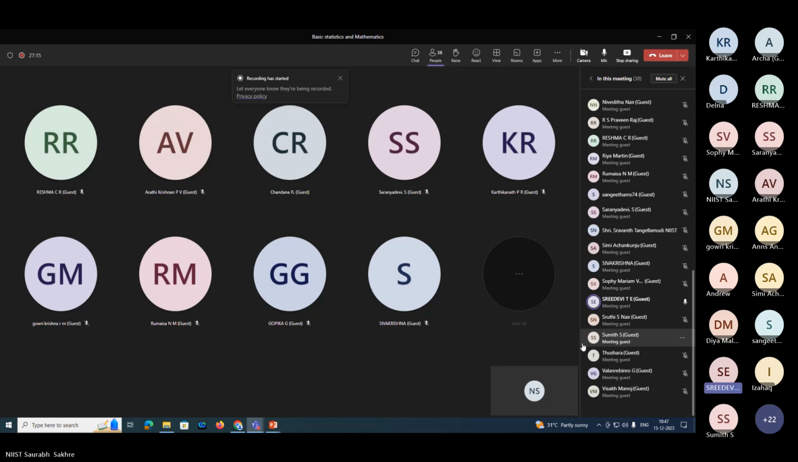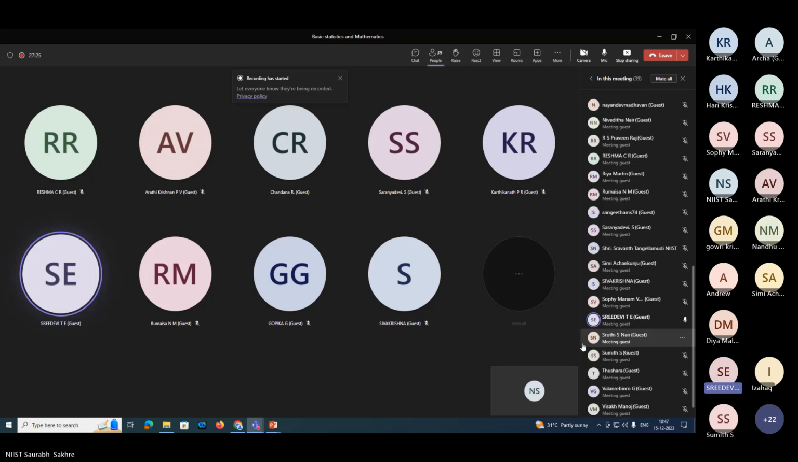Hello, sir. Yes, sir. Sridevi, can you briefly explain what is probability? Sir, probability is the chance of something happening. For example, if a coin is tossed, there are two possibilities, tail or head. So the chance of getting tail, we can say, is 1 by 2.